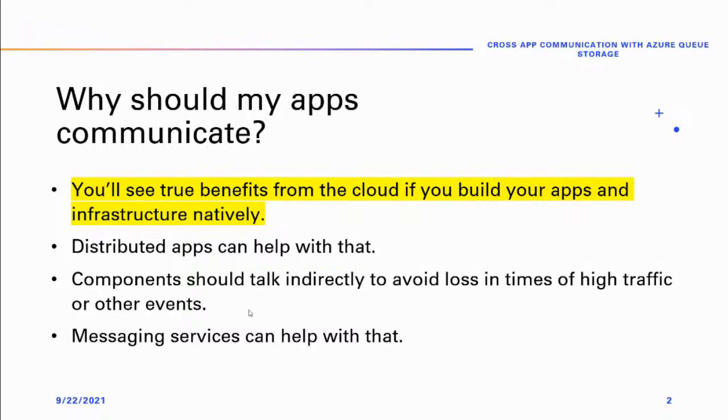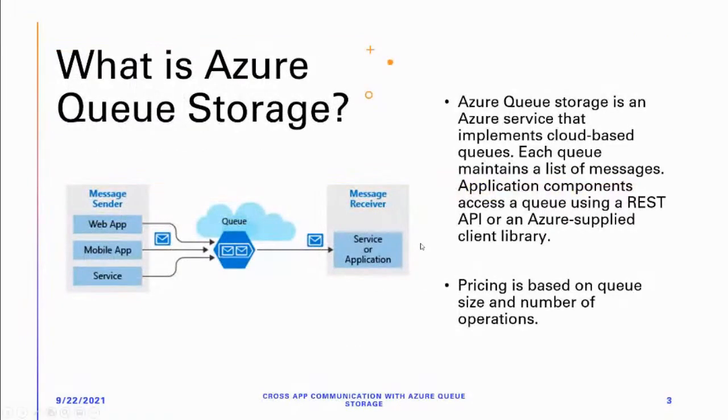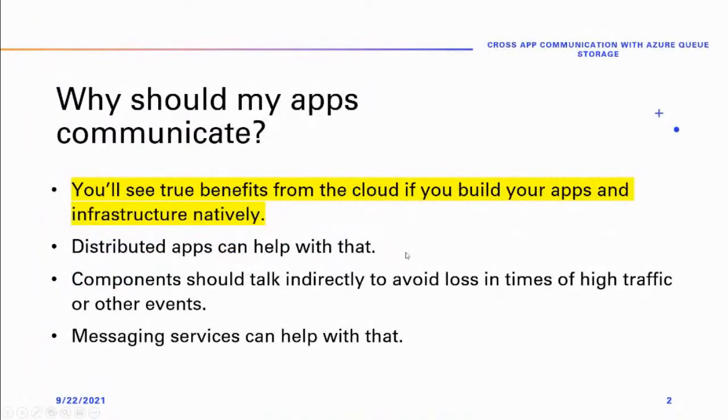Instead of component A having to wait to be able to send something off to component B, it's like, no, I'll just send it to the queue. The queue will take care of it. And then the receiver, when it's ready to continue processing, once it's caught up, will keep doing that too. So that's why we have components communicate indirectly.